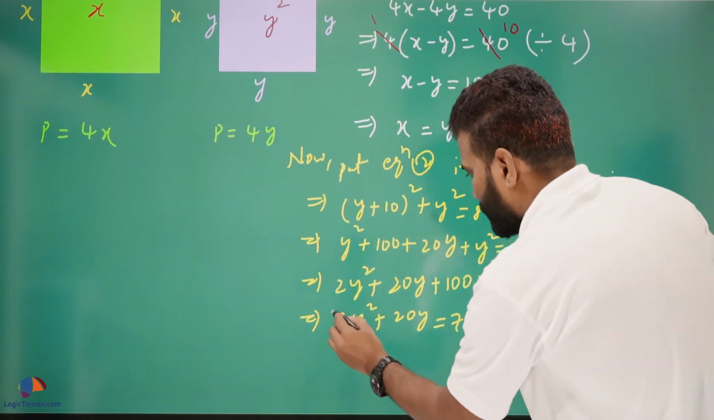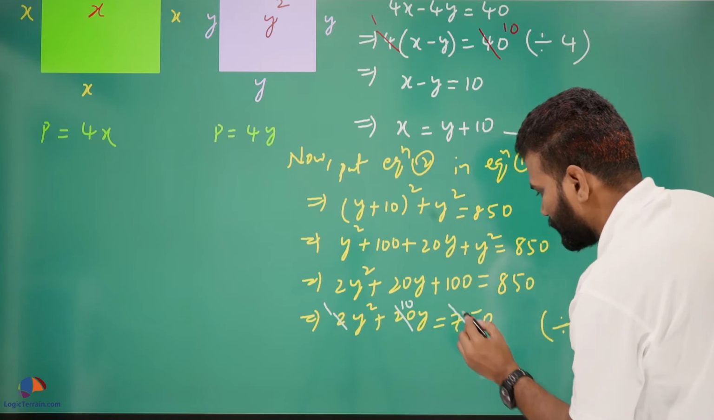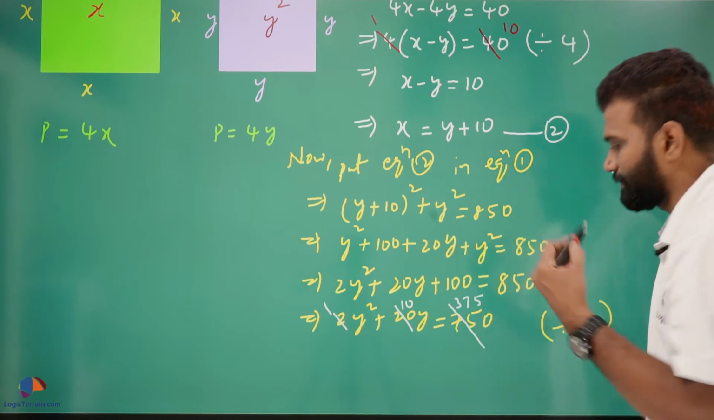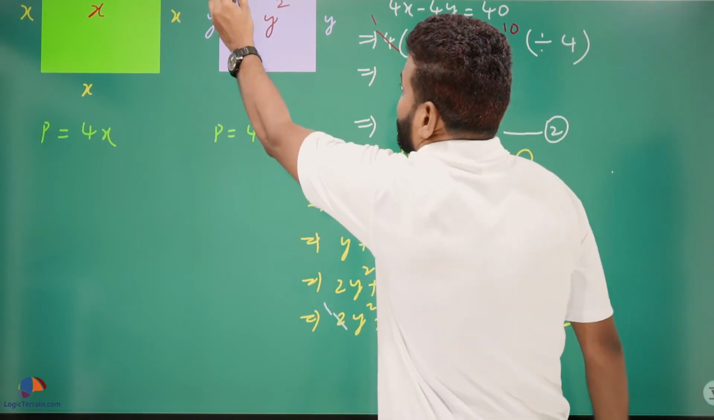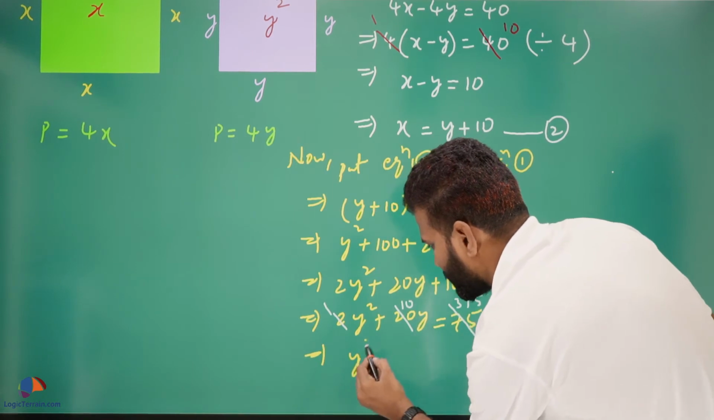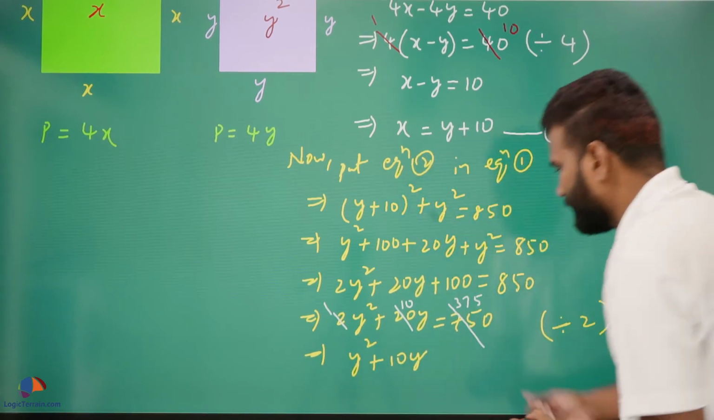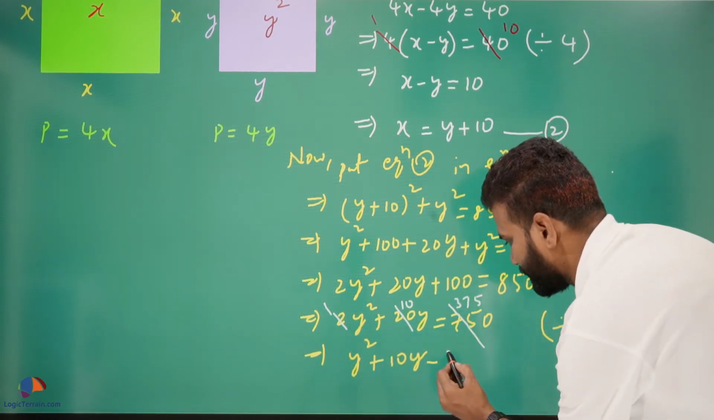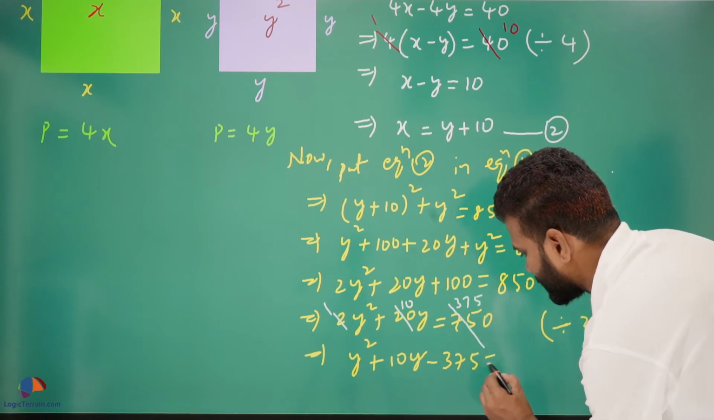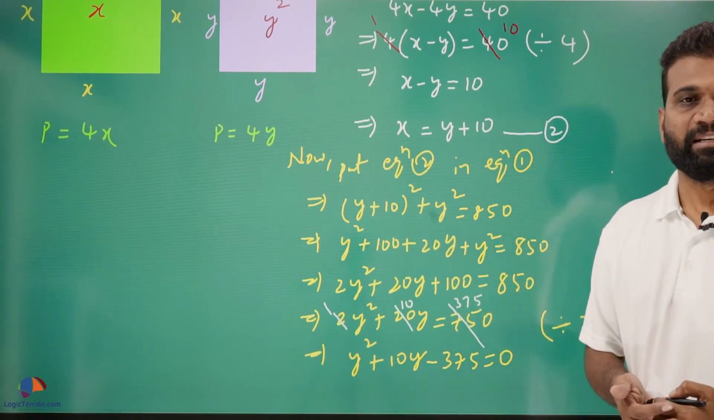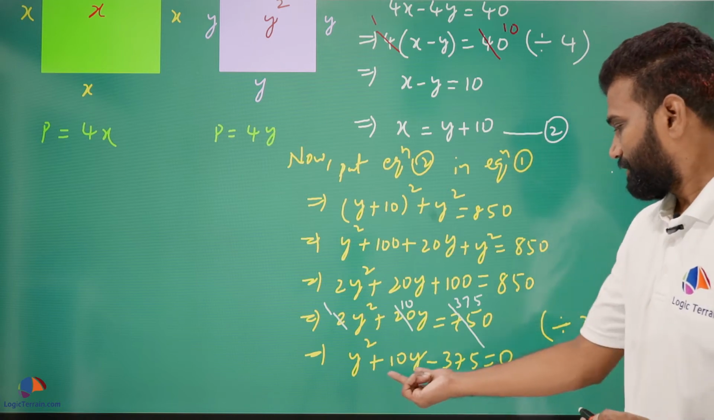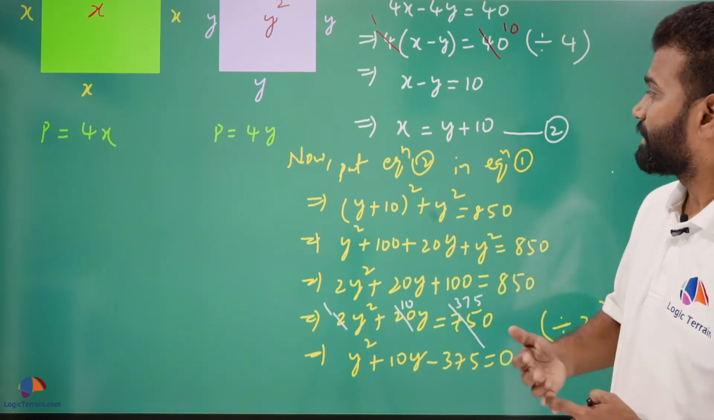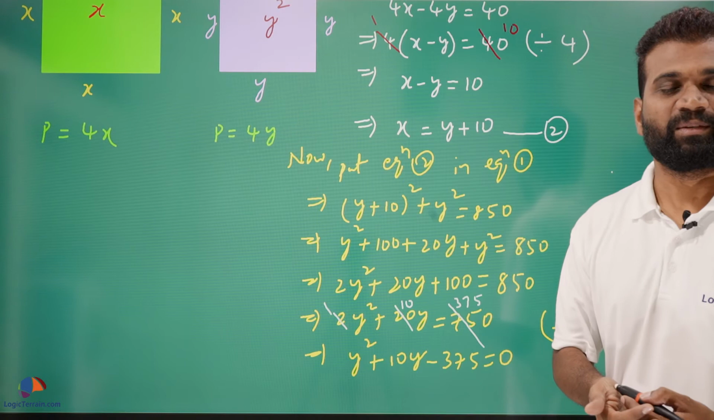So what we'll do is divide throughout by 2. Then 2 ones are 2, 2 tens are 20, 2 threes are 6, we are left with 1, 2 sevens are 14, and 2 fives are 10. Further, we got y square plus 10y is equals to 375. If you bring this 375 to this side, it becomes negative, equals 0. Now we got a quadratic equation. So we'll solve this equation to get the y value. Once we get the y value, we'll substitute in equation 2, we'll get the x value, right?